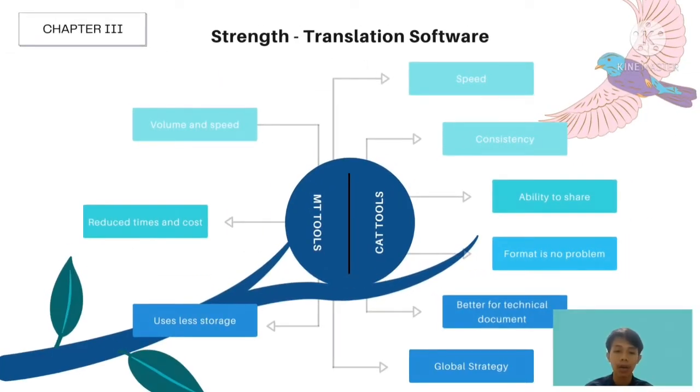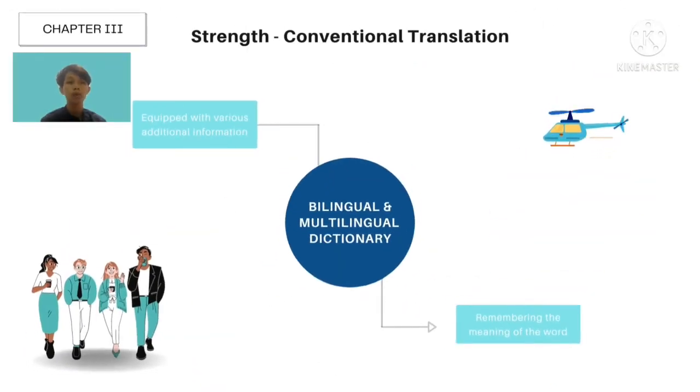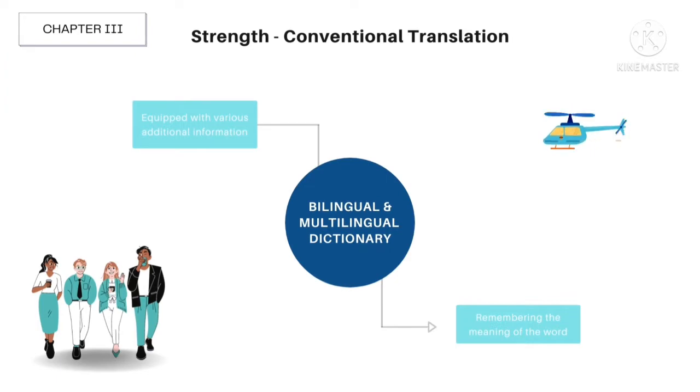Okay, the third discussion is about the strength of each translation tool. The first one here is the strength of MT tools, which consists of volume and speed, reduced time and cost, and the last one is using less storage. Then there is the strength of CAT tools, which consists of speed, consistency, ability to share, format is no problem, better for technical documents, and the last one is that it can become a global strategy for the company. And for the strength of the multilingual and bilingual dictionary, it is equipped with various additional information and the reader can remember the meaning of the word more easily.